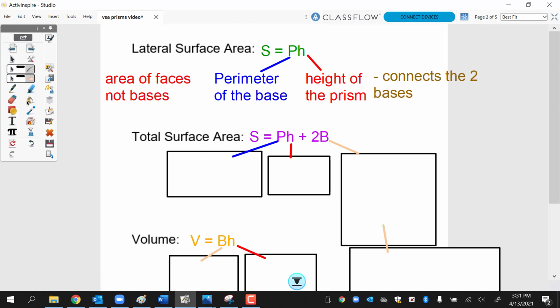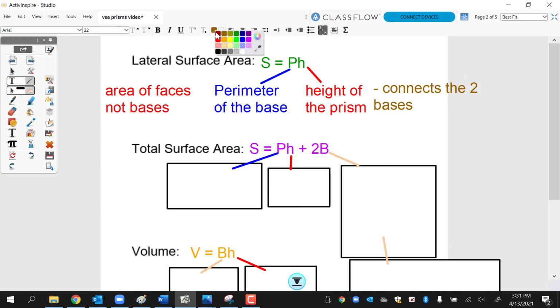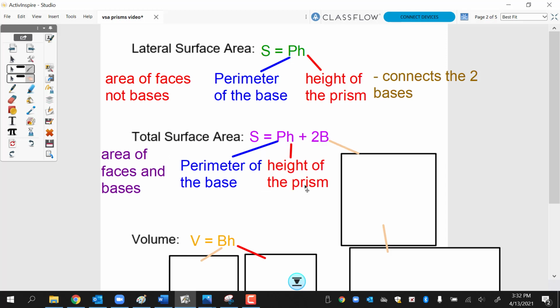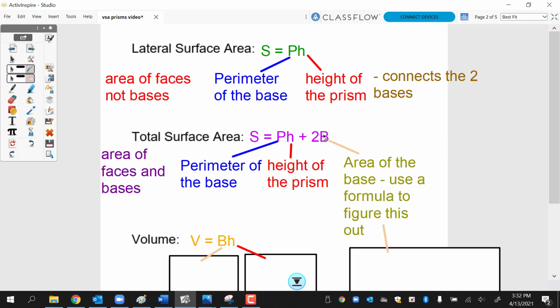For total surface area, obviously that's going to be the area of the faces and the bases together. So let's write that down. Area of faces and bases. Great. Okay, so this formula still has S, stands for surface area, equals pH, which we just saw up there. So it takes your faces. So again, P is perimeter of the base, H is still the height of the prism, plus 2 times capital B. Well, what does capital B stand for? That is the area of the base.